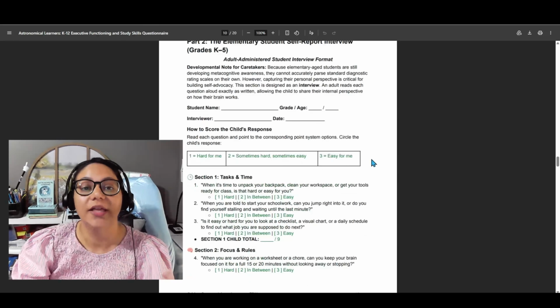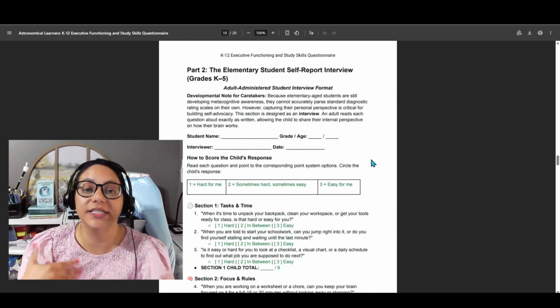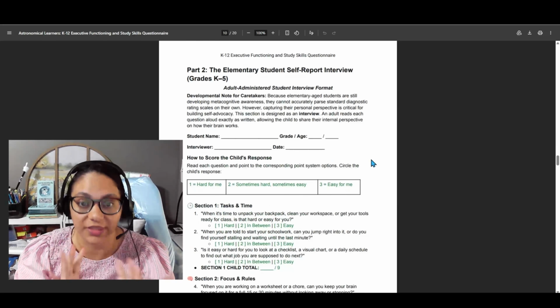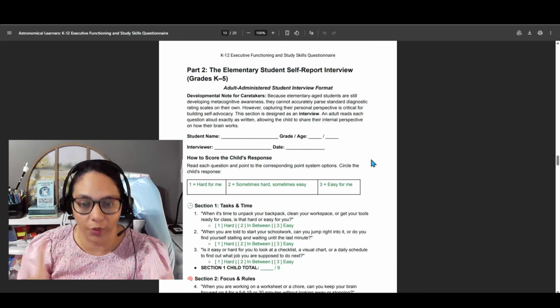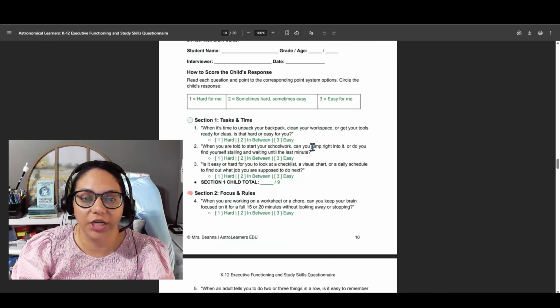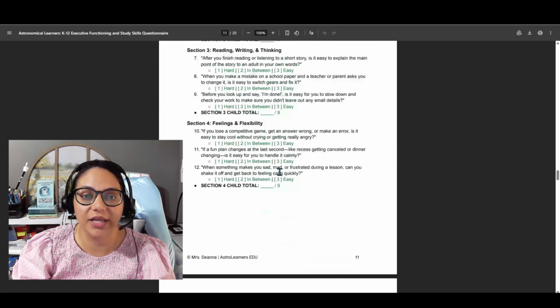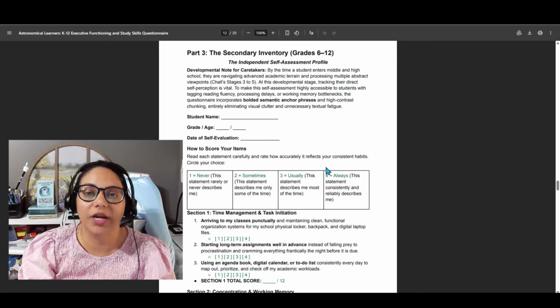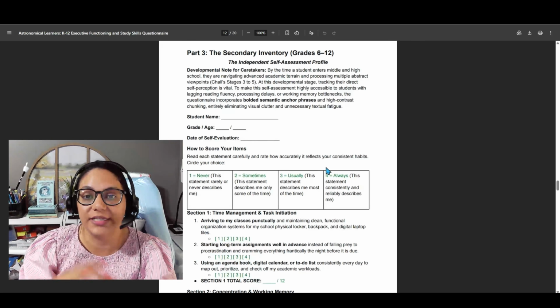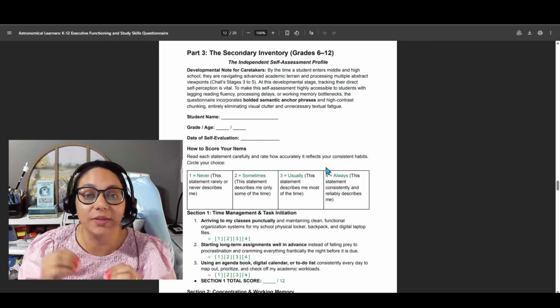Now, part two, this is also for a K through 5 student. This is the elementary student self-report. This is for if the child's old enough, either you help them do it or they're going to do it. And so it's very child-friendly questions because their input matters. Part three, the secondary inventory, is for older students. It's going to be grades 6 through 12. So this is for them independently.